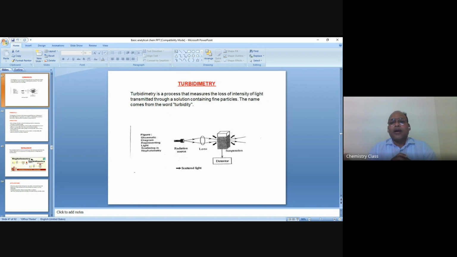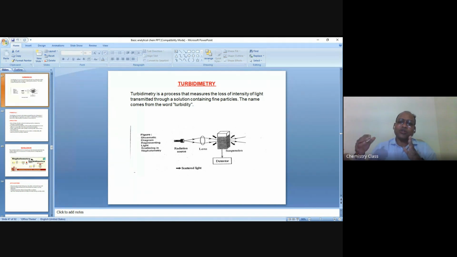Next type of spectroscopy is turbidimetry. Turbidimetry is a process that measures the loss of intensity of light transmitted through a solution containing fine particles. The name comes from the word turbidity. You see that the picture is showing that. So what will happen? Turbidimetry is a process that measures the loss of intensity of light.